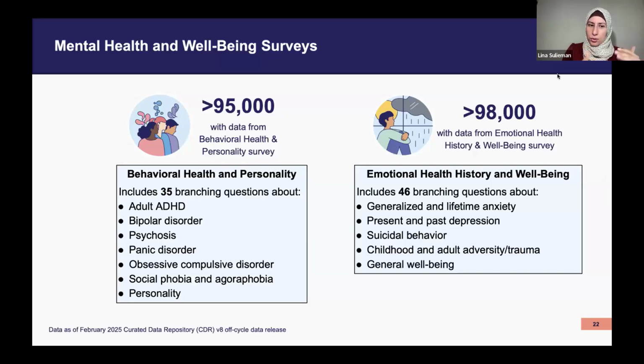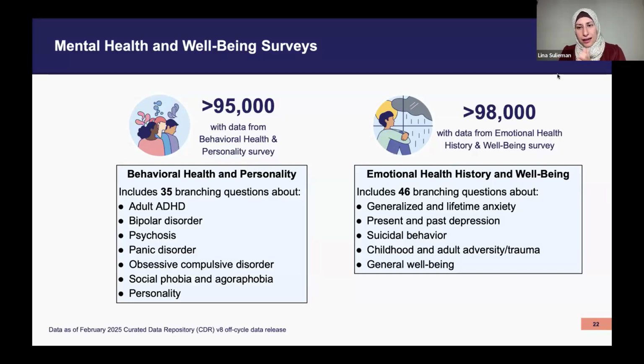So we're asking about behavioral health that might help us indicate if the participants, for example, might be suffering from adult ADHD, which is, again, a wide spectrum. Do they have any panic disorder? And we have more than 95,000 participants who provided responses for those surveys.